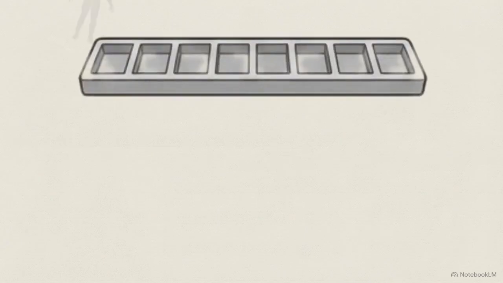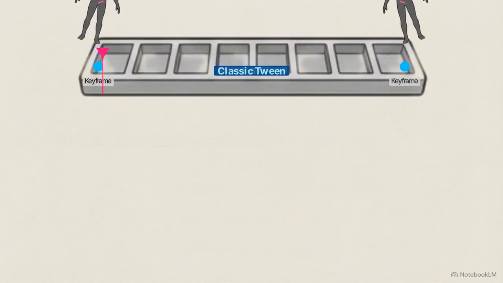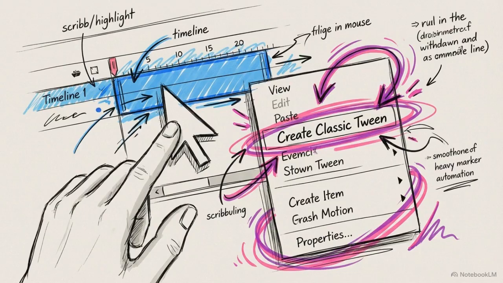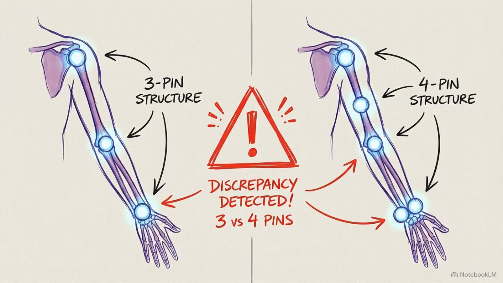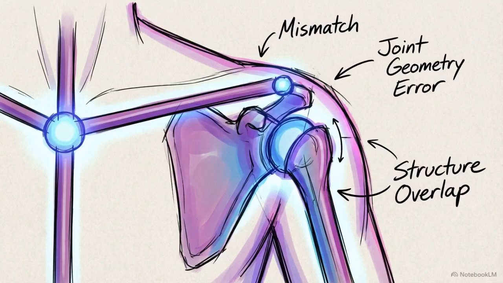A tool called the Classic Tween instructs the software to calculate the distance and generate all the intermediate frames for you. Highlight the span of frames between your starting and ending poses, right-click, and select Create Classic Tween. If you look at your timeline and see a dotted line instead of a solid arrow, the tween has failed. This failure happens because the underlying data does not match. You likely have a different number of pins or mismatched skeletal geometry between your starting keyframe and your ending keyframe.